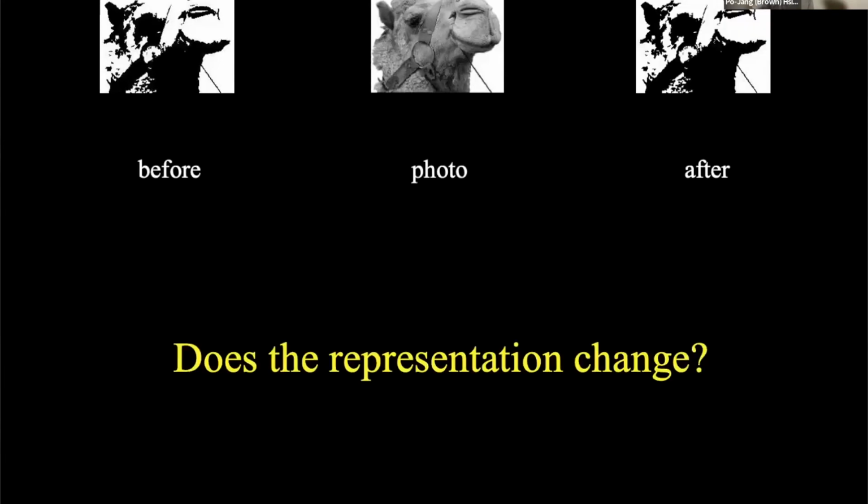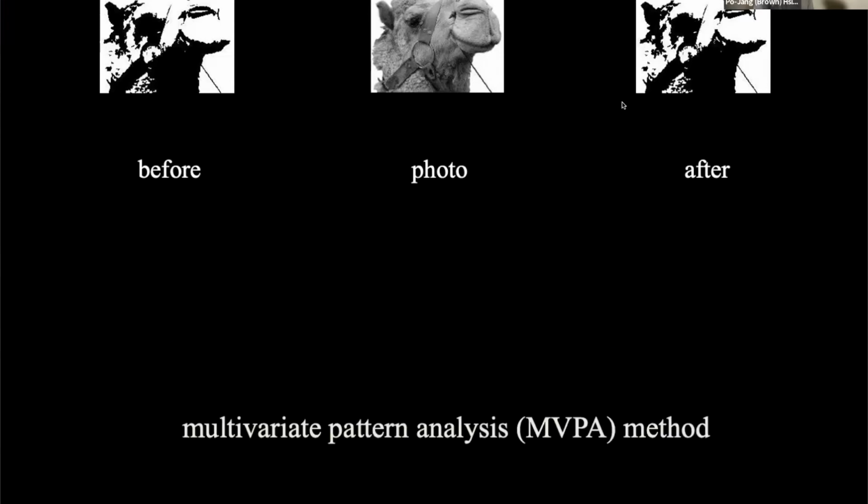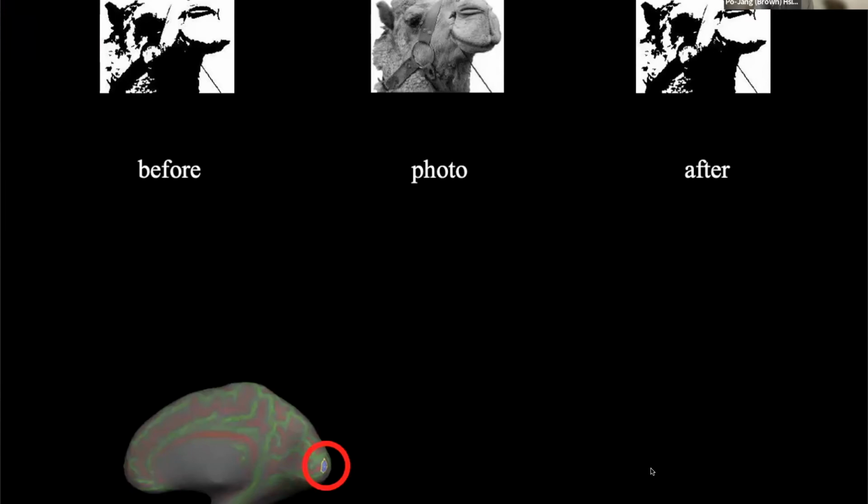And our question here is very simple. We want to know, after they know the interpretation, after they recognize this picture as a camel, does the neural representation change in their brain? Okay, and we use an analysis called multivariate pattern analysis, MVPA, and it's quite straightforward.